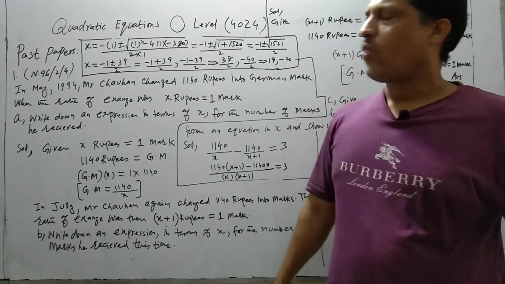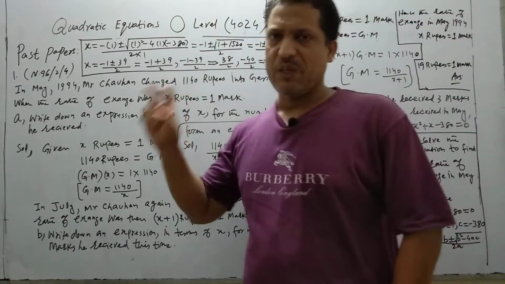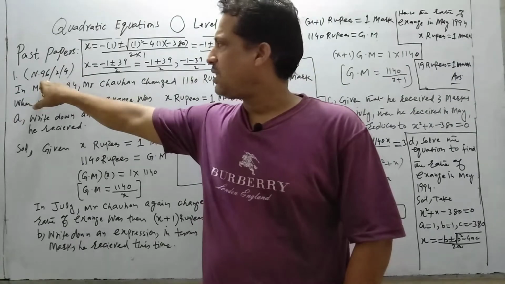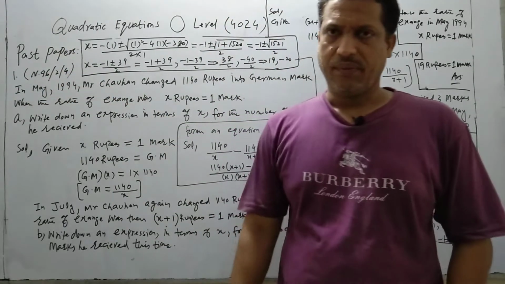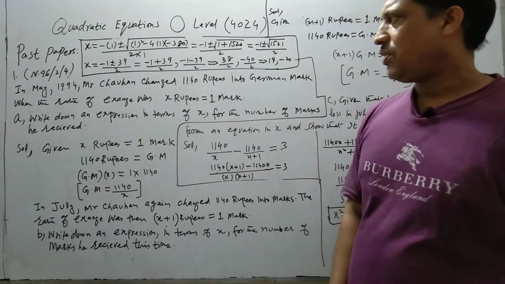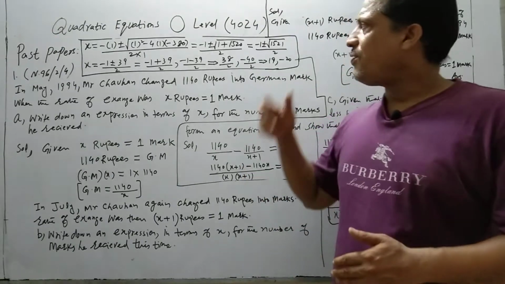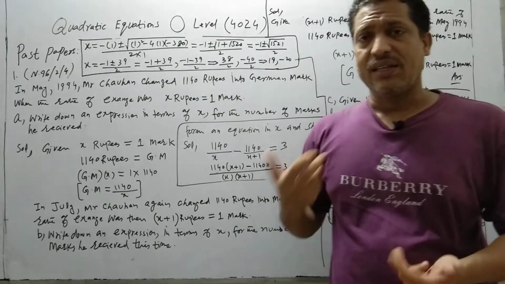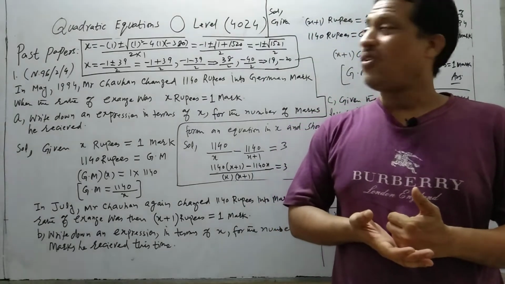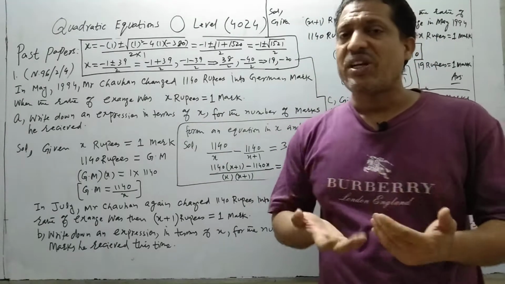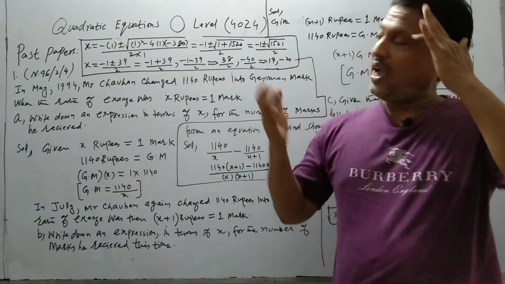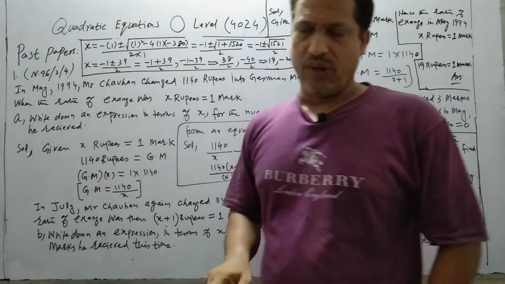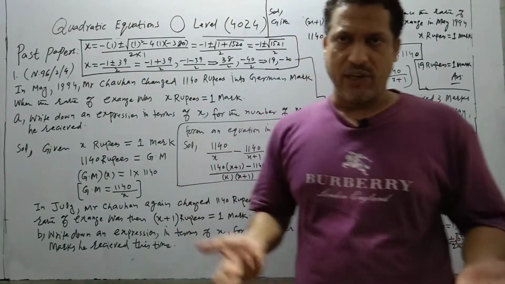I choose one question from past papers, that is November 96 paper 2 question number 4. In these questions we have to see what quadratic equations actually help us with in real life. What is the purpose of studying quadratic equations? So have a look at this question, November 96 paper 2 question number 4. Paper 2 means we can use the calculator.